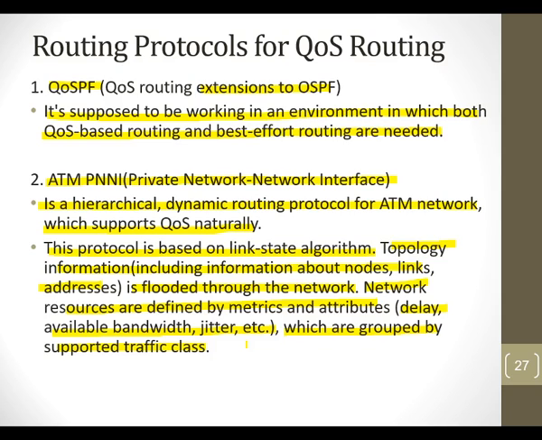Since this routing protocol is hierarchical, it has the concept of levels and logical nodes. It also supports aggregation and summarization of topology and reachability information. The ATM private network-to-network interface has other features such as auto-configuration of the routing hierarchy and connection admission control. This is part of the path calculation.